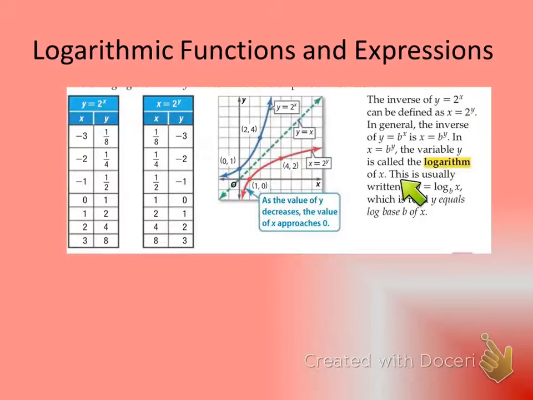A logarithm is the inverse of an exponential function, which keeps coming up throughout the chapter. So if you find the inverse, you would graph it the opposite way. 1/8 on the x-axis would be at -3 on the y, 1/4 at -2, so on, then 1 at 0, 2 at 1, 4 at 2, 8 at 3. It's just the exponential's ordered pairs flipped. Graphically speaking, like I said, we'll talk about that more later on.